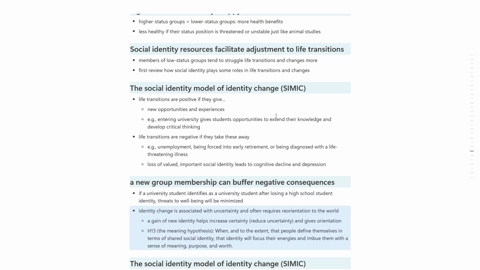And identity change is associated with uncertainty and often requires reorientation to the world. So as a university student, you may already know how to navigate yourself through university life, like what time you should get up, what time you should go to school, what you should do in class, and what kind of assignments you need to deal with, and maybe you already know how to deal with those assignments.